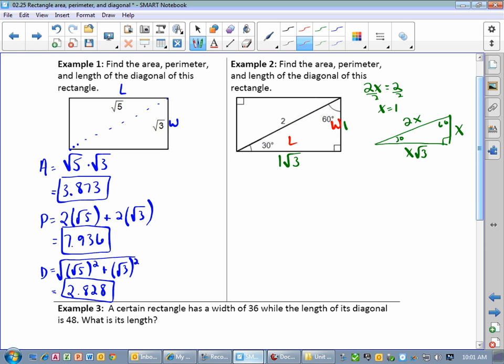So can we find the area? Yes. So area will equal length times width. So we have 1 times the square root of 3 times 1. Do we really need to put the 1 there? No, it's not changing anything, but I'm going to. All right, so it's length times width. And so we put that in the calculator, and we get 1.732.